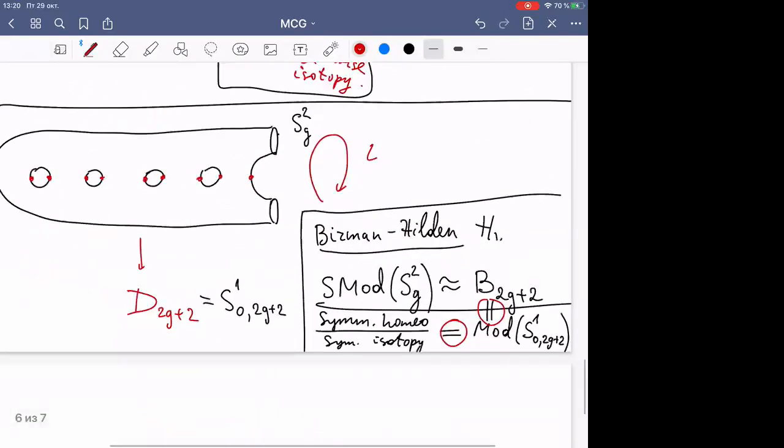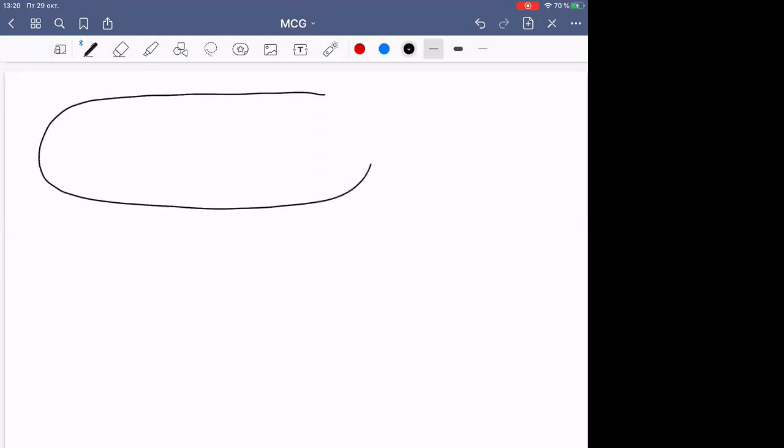And one more situation. Maybe it may seem that we should start from it, but it is somewhat more difficult. This is the situation of a closed surface. Again, we have the hyperelliptic involution, but no boundary components at all. First of all, we see here we again have 2g plus 2 fixed points.